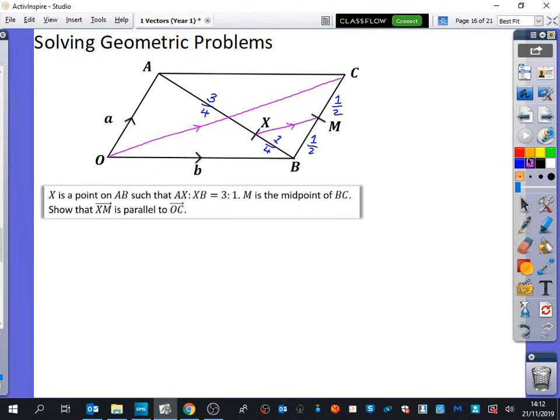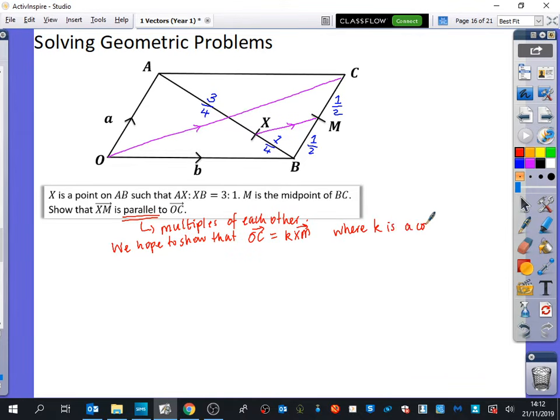But there's something that we know about vectors which helps us show when things are parallel. What did you just say? They are multiples of each other. Who said it? Was it red one? Zishan. So they are multiples of each other. So what we hope to show is that OC is some multiple of XM. I might just call it K, where K is a constant.